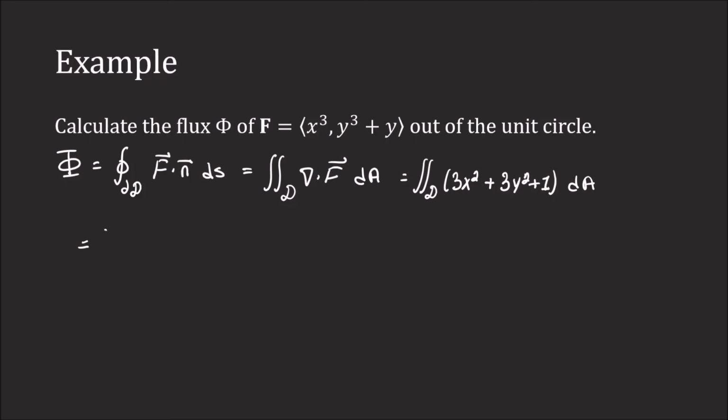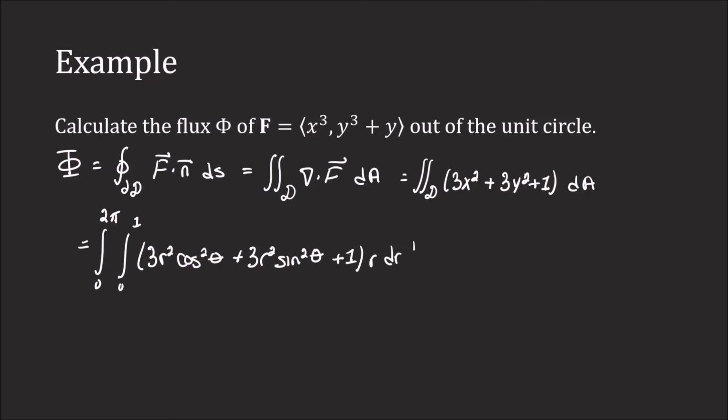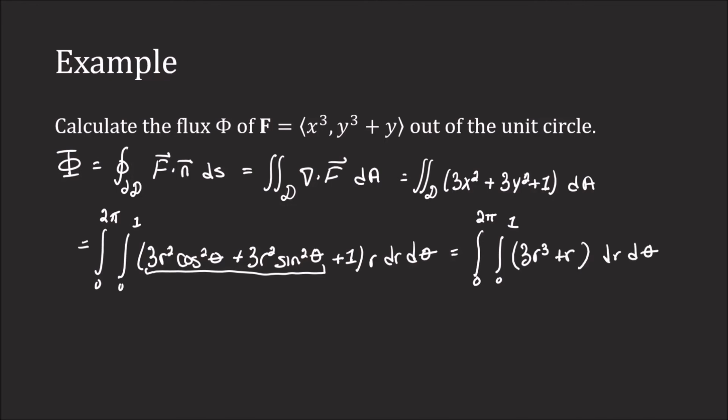Since we're dealing with the unit circle, we'll go from 0 to 2 pi, 0 to 1. Now convert the integrand into polar: 3r squared cosine squared of theta plus 3r squared times sine squared of theta plus 1, then times r dr d theta. This time I did not forget that extra r. This piece right here is just 3r squared. This becomes the integral from 0 to 2 pi, integral from 0 to 1 of now 3r cubed plus r dr d theta.